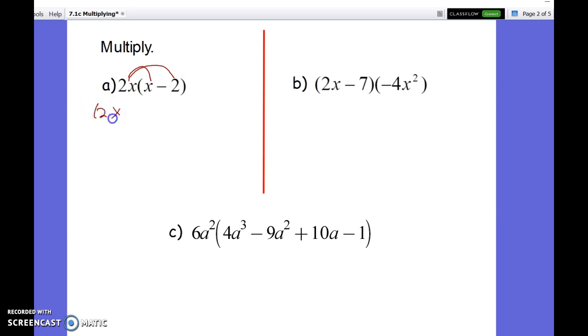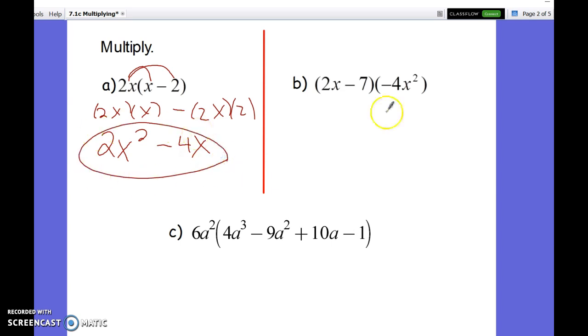We'd have 2x times x minus 2x times 2. And from here, we just multiply. We have x times x, which, thinking back to our exponent unit, is x squared, and then a negative 2 times 2, so our answer is 2x squared minus 4x.